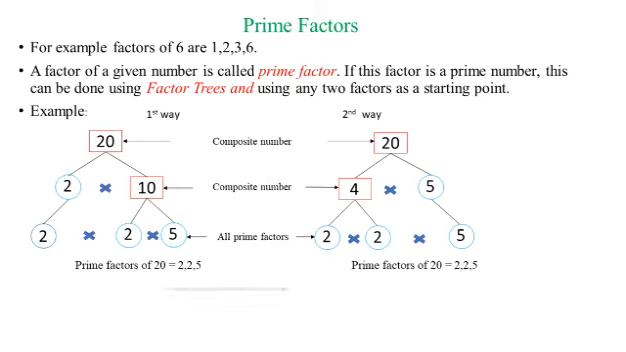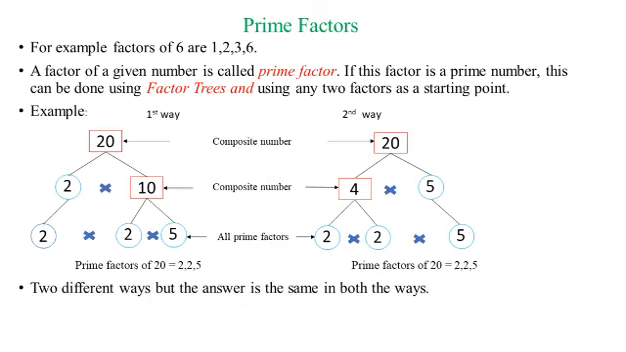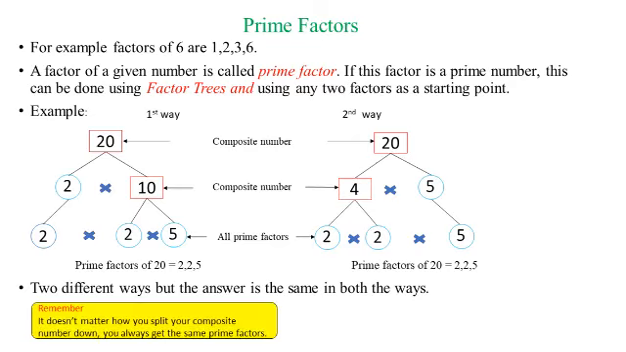Here I use two different ways to find the prime factors of 20, but in both the ways the answer is the same. Remember, it doesn't matter how you split your composite number down, you always get the same prime factors.